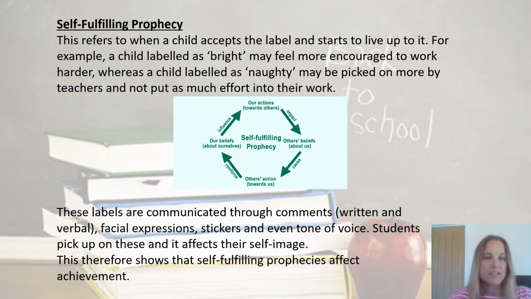So if we look first at self-fulfilling prophecy, essentially what this means is that a child is labelled by the teacher, they accept the label, they start to live up to it. So essentially they start believing the label is true. So for example, a child that is labelled naughty might start actually behaving in a naughty way, or a lazy child might not put effort into their work. And the teacher gets this across by the comments that they make, but even their facial expressions and their tone of voice, etc. And this affects the students and changes how they start thinking about themselves. Hence, it's a self-fulfilling prophecy.